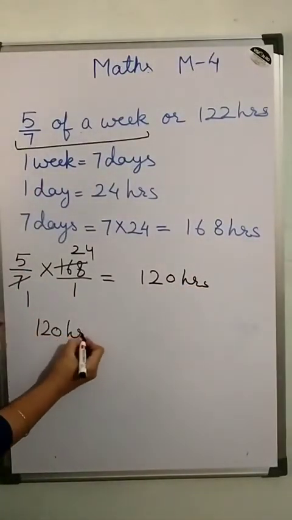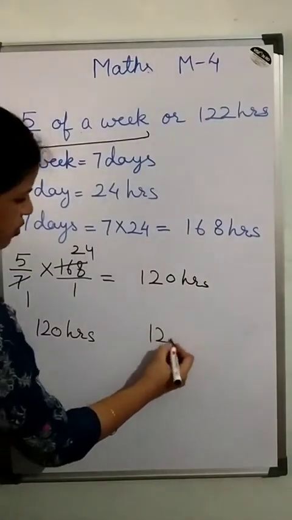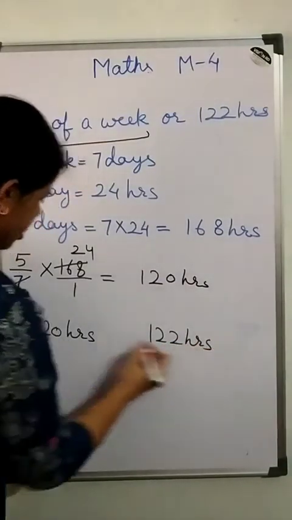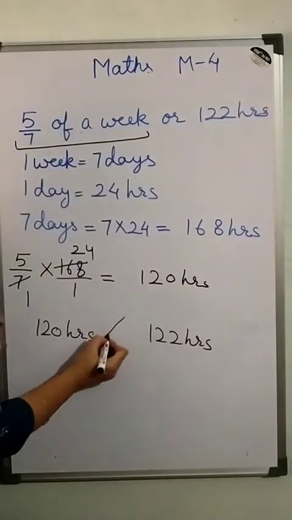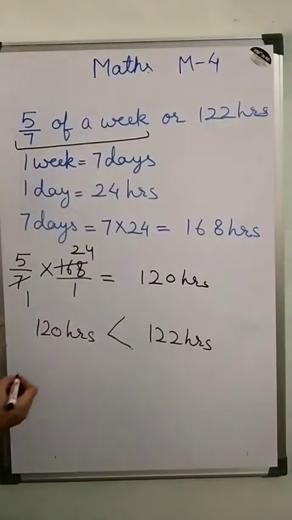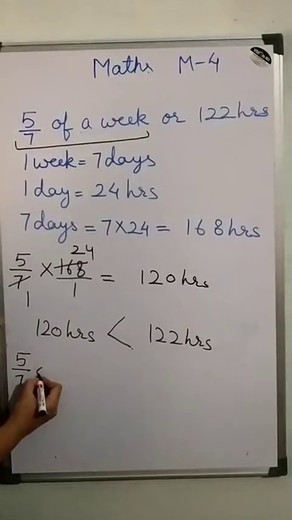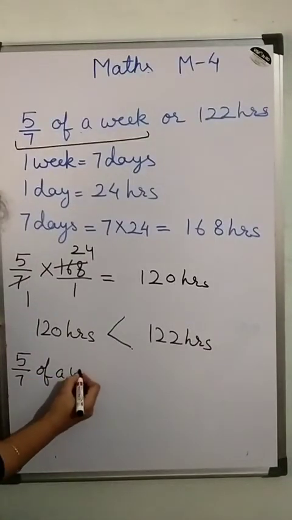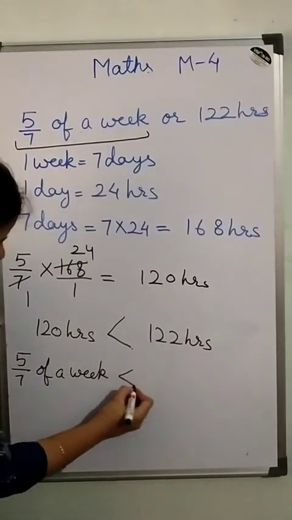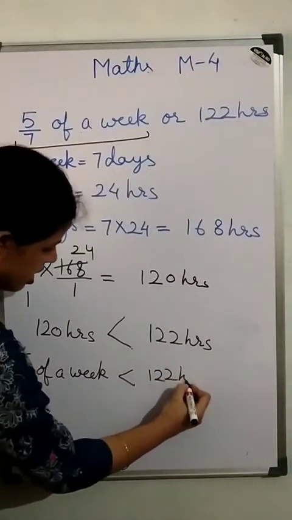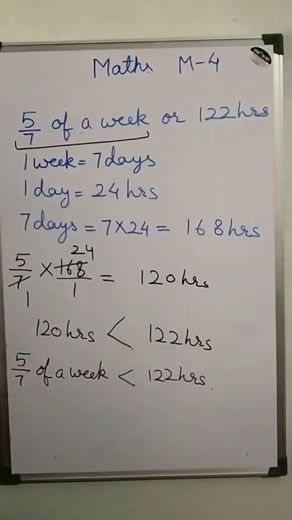Which one is more? 122 hours or 120 hours? 122 hours is greater than 120. So here we can write 5 upon 7 of a week is smaller than 122 hours. So in this way you can solve this question.